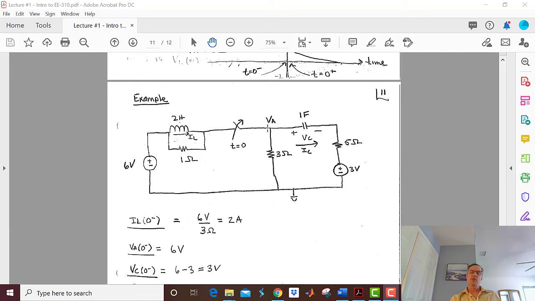I got 6 volts here at 0 minus, so that means Vc at 0 minus is going to be 6 minus 3, which is 3 volts. Okay, so that's 0 minus. I'm happy with that. And I can easily go back and get those numbers when I get down to the nitty-gritty. So when the switch opens, what do I know?